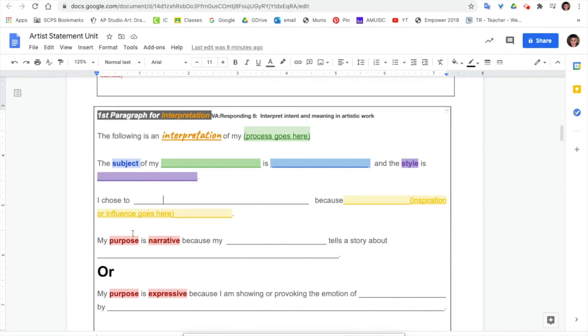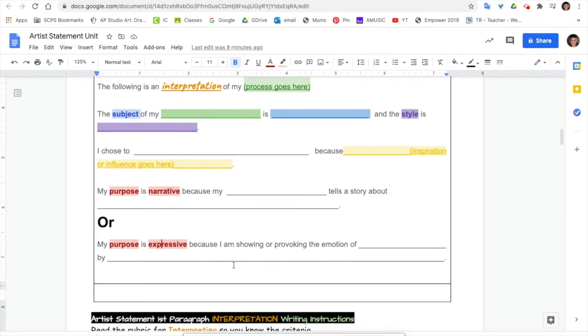And you have to describe it. And then my purpose is narrative because my sculpture, drawing, painting, tells a story about, and then you have to give me a pretty specific answer here, okay? What's the story about, or what's the idea that you are specifically communicating? Don't give me a generalized answer here. Make it specific to your work. If you really feel like your work is emotional, then you will answer this question, or you'll use this sentence instead of that one, so you have that option.